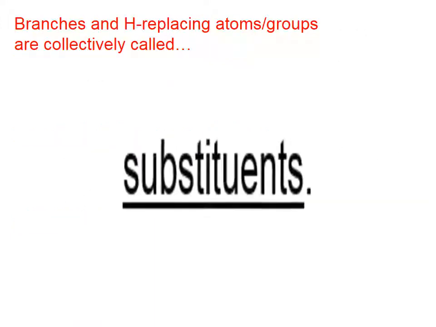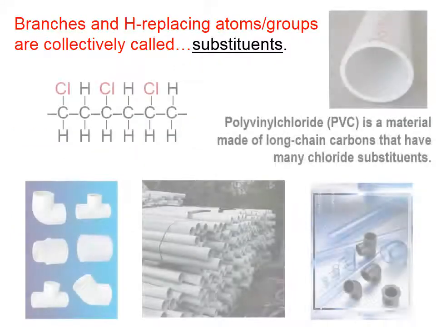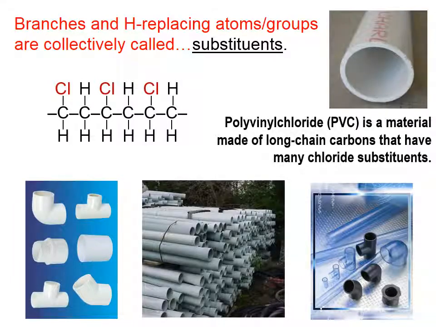Branches and H-replacing atoms or groups are collectively called substituents. You can see here I've represented polyvinyl chloride with this model, and you can see that some hydrogen atoms have been taken off and replaced with chlorine atoms.